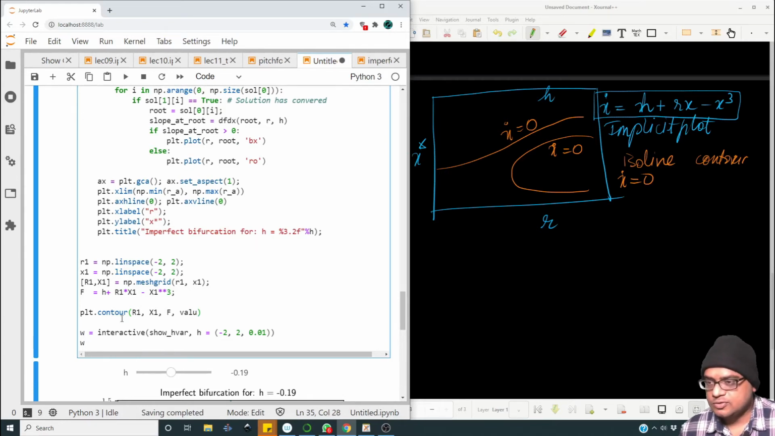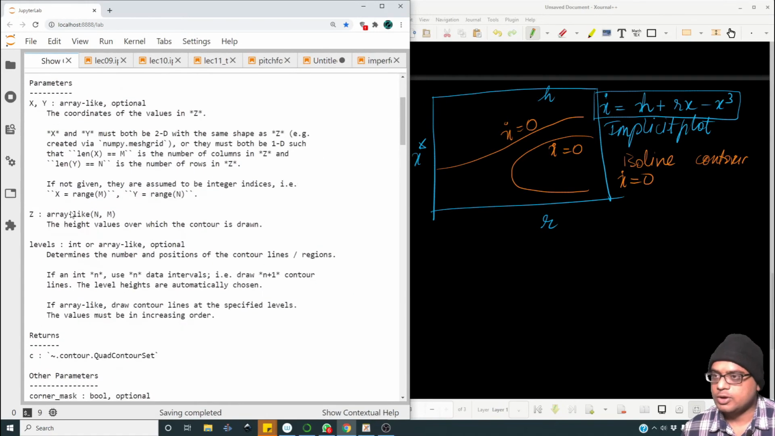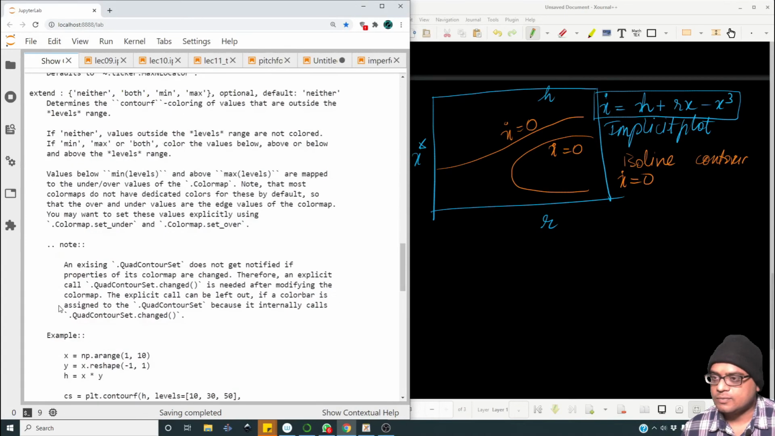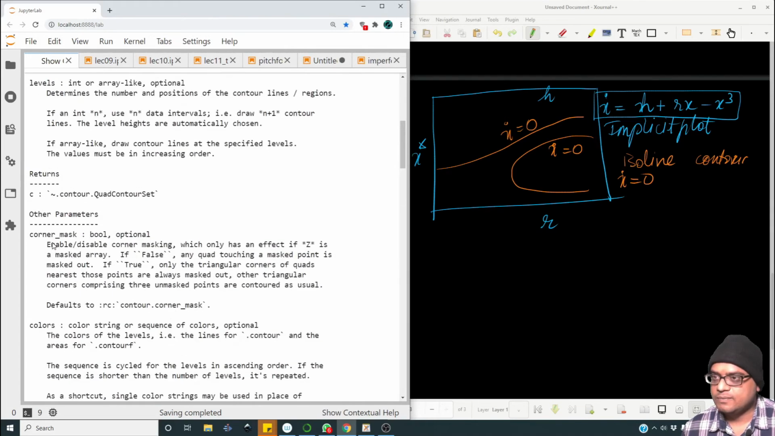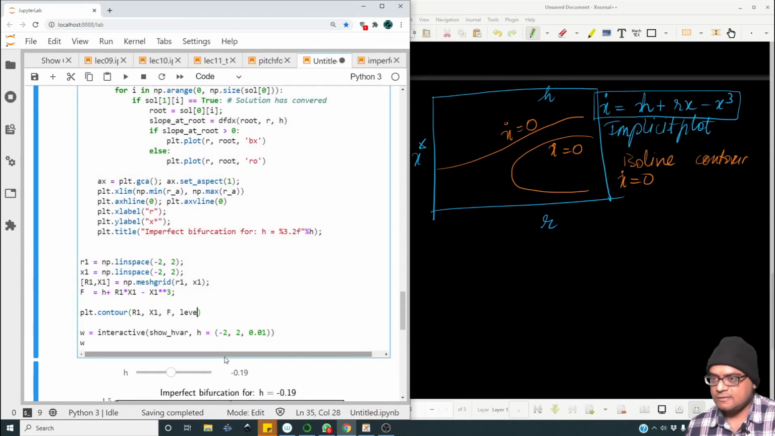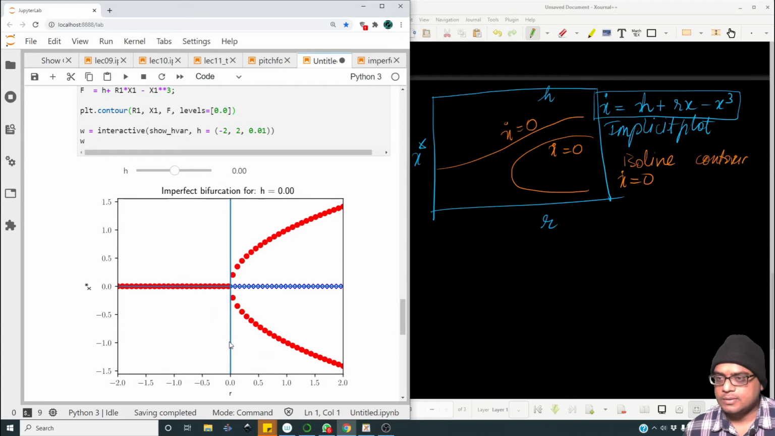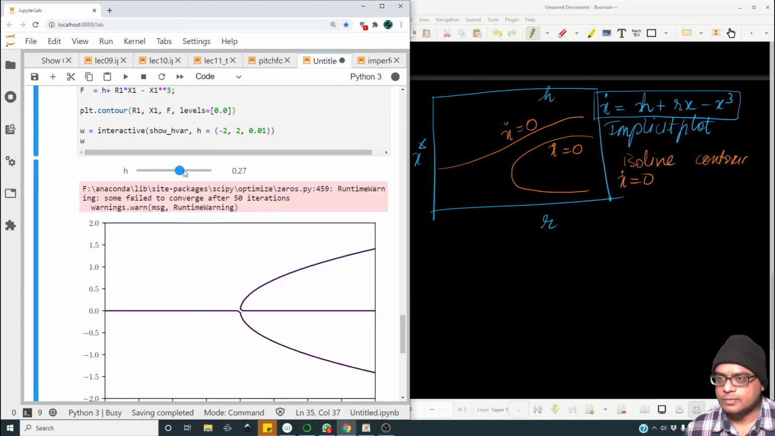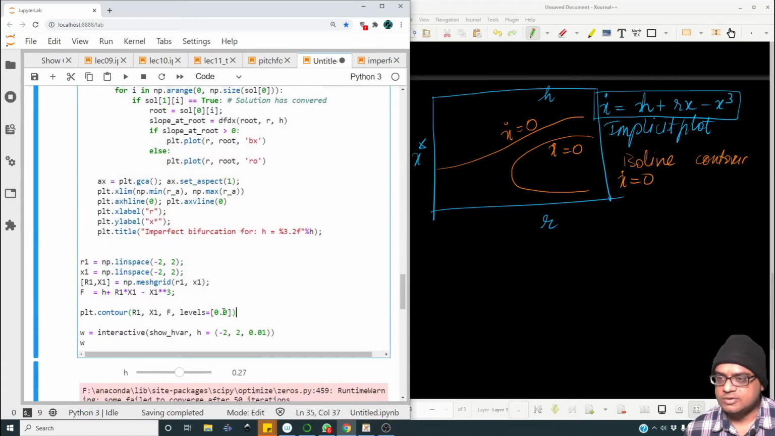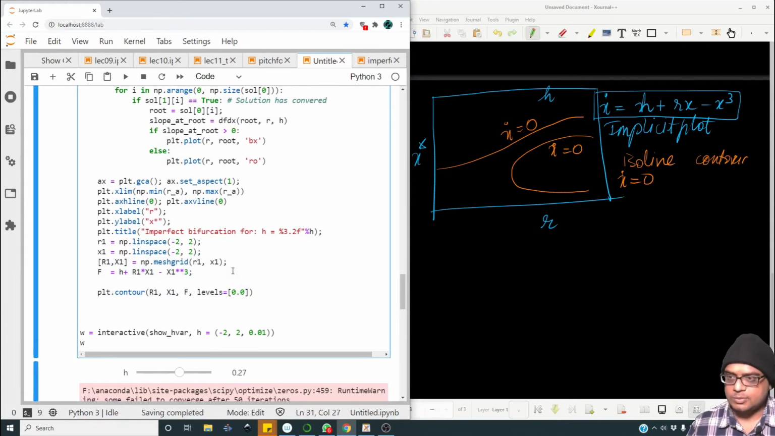Just to be clear, let us go to the contextual help of contour x, y, z. In order to draw certain levels, we can ask the computer to plot only a certain level. So over here we will pass levels equal to 0.0, meaning it will plot for us the 0 line. So let me run this. Okay, so all this is outside the function, so we must include them inside the function. Okay, let me run this again.